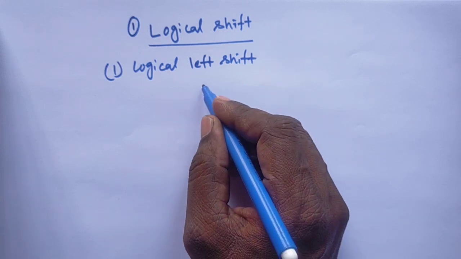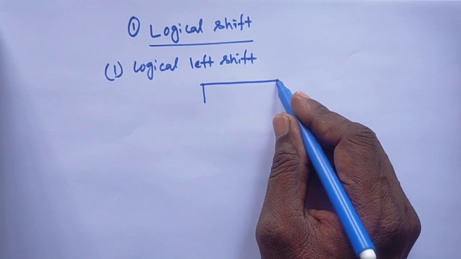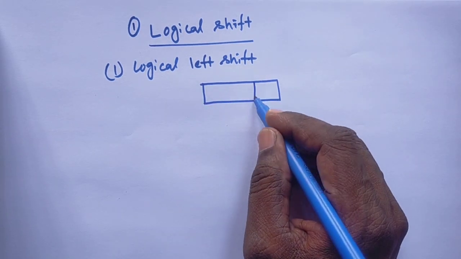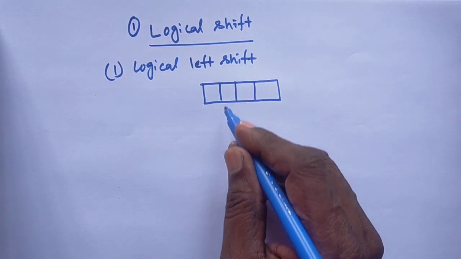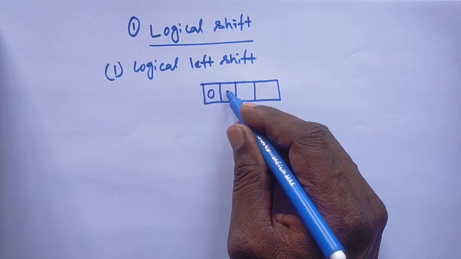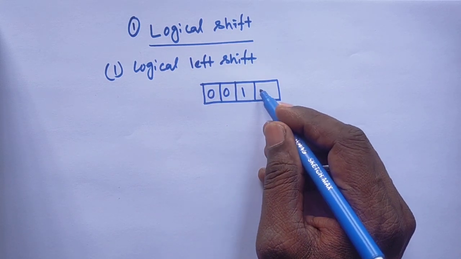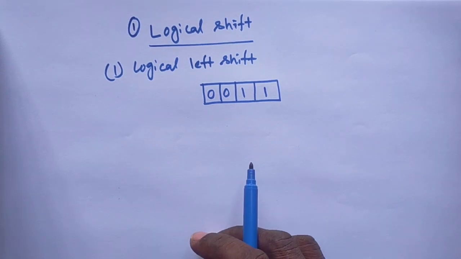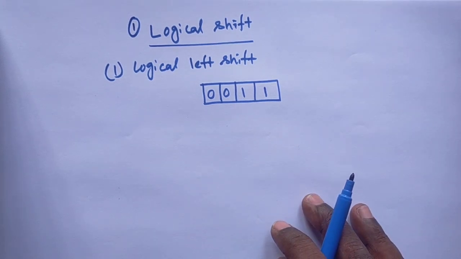Take an example, then we can understand how it is designed. Let 4 bits data or information, 4 bits information. Let us consider that it is 0, 0, 1, 1. Let us consider this 4-bit data.